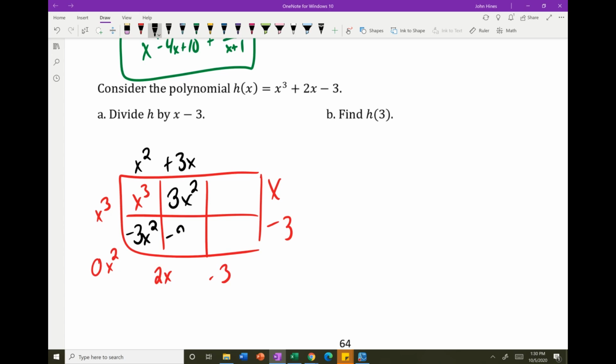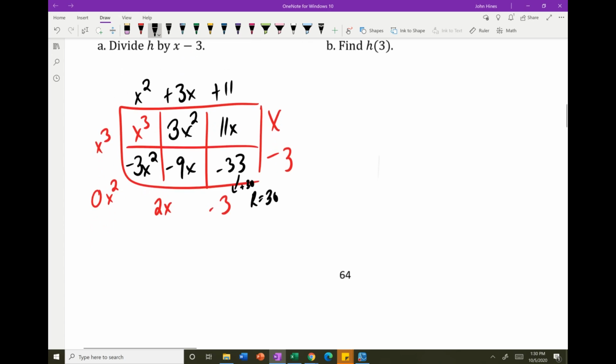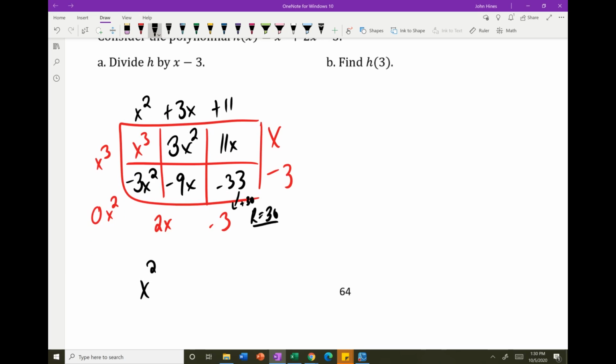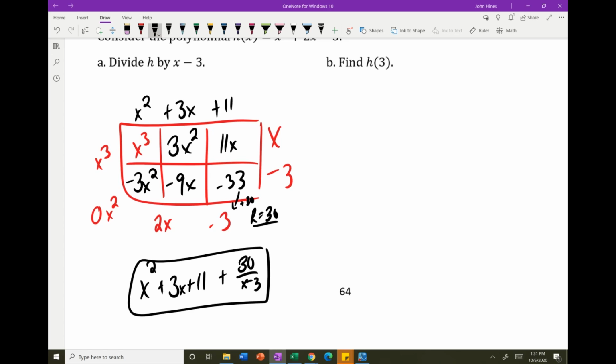Plus 3x, which makes negative 9x there, but I need 2 of them. So if I'm at negative 9, how do I climb up to 2? Well, I have to go up 11. I'm at negative 33. I need to climb up to negative 3, so that's a remainder of 30. I need to add on 30 there to get to negative 3. So I have a remainder of 30. So x squared plus 3x plus 11 plus remainder over divisor. 30 is my remainder. I'm dividing by x minus 3.